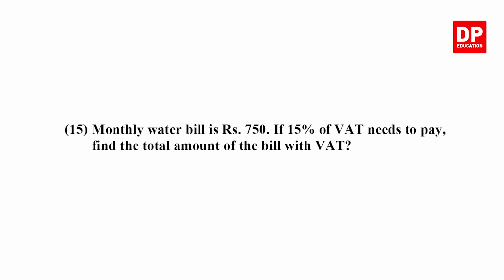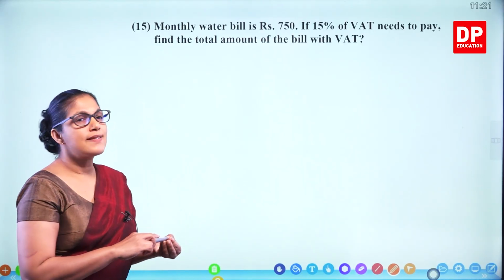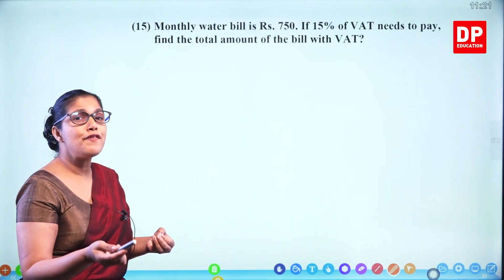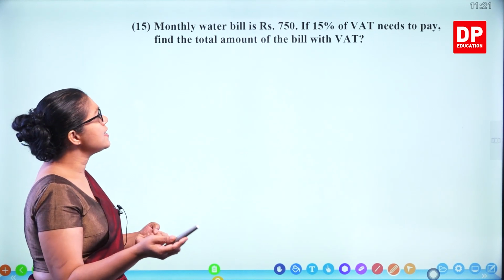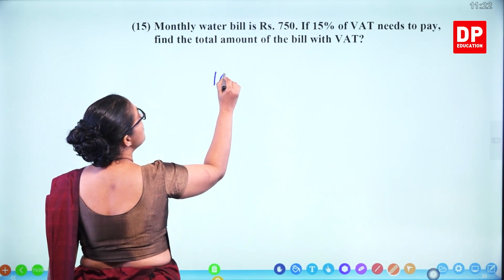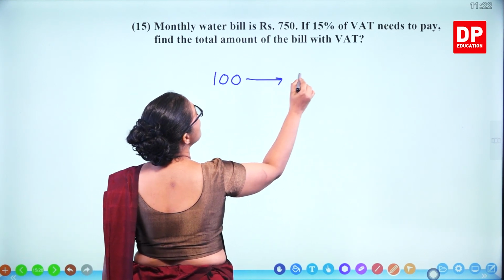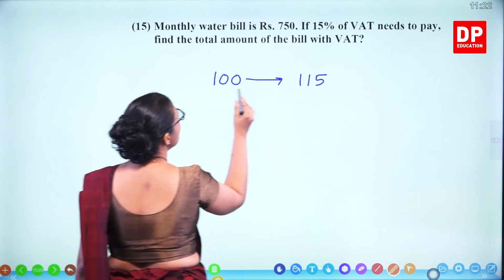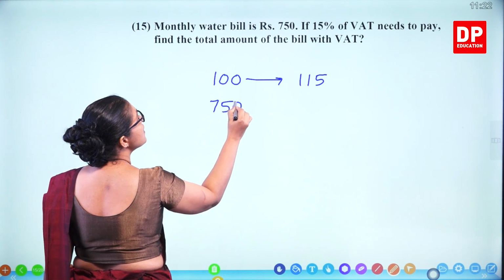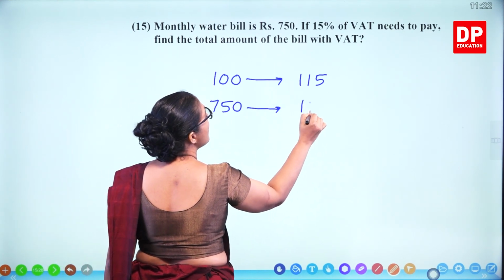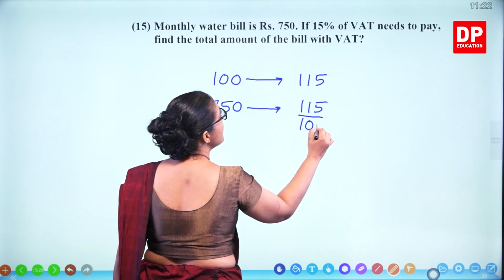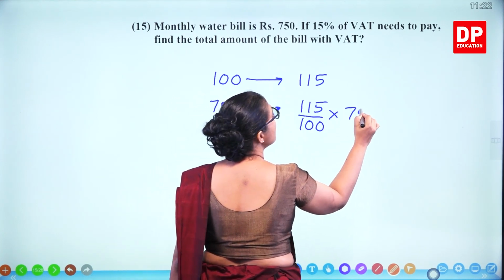Question number 15. Monthly water bill is 750 rupees. If 15% of VAT needs to pay, find the total amount of the bill with VAT. So if the bill is 100, you have to pay 115 with the 15% VAT. If the bill is 750, what's the value? 115 over 100 into 750.